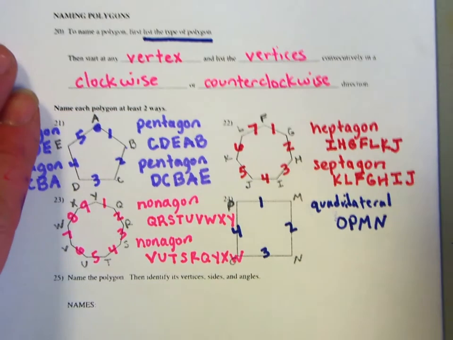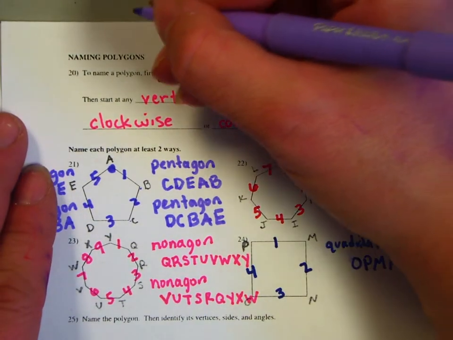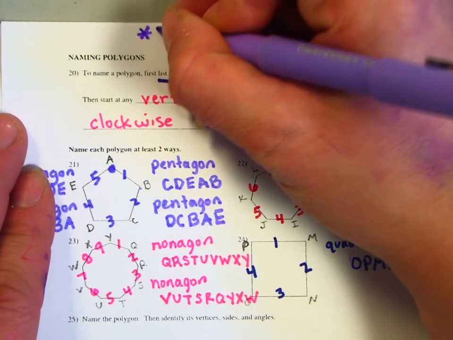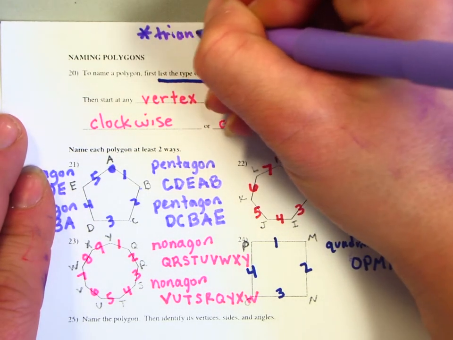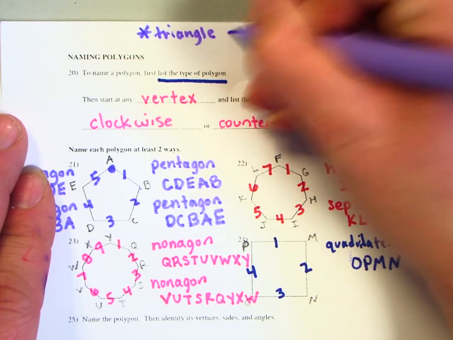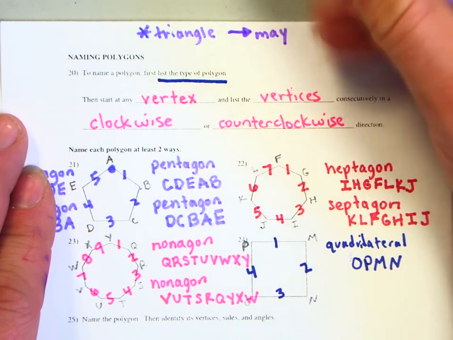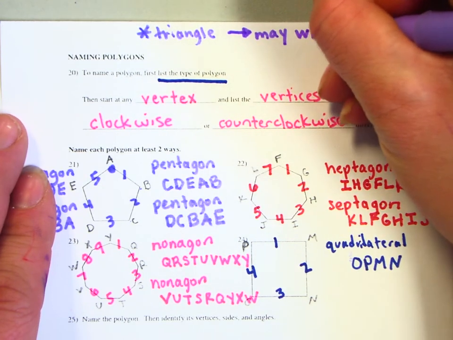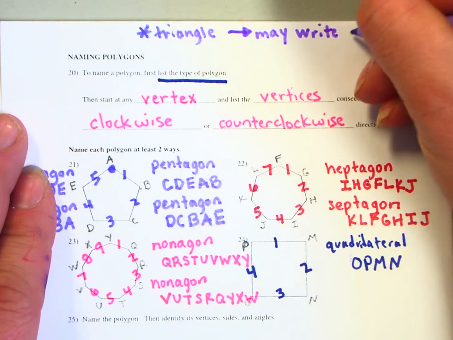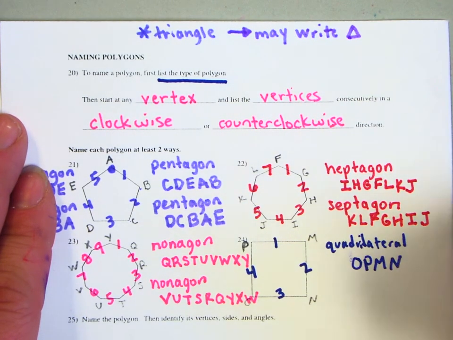Now, I do want you to go up to the top. We need to add an extra note at the top. For a triangle and for a quadrilateral, there's going to be a shortcut that we're allowed to use. So for a triangle, instead of writing the word triangle, you are allowed to, so it says you can write the word triangle, but you may write the triangle symbol.